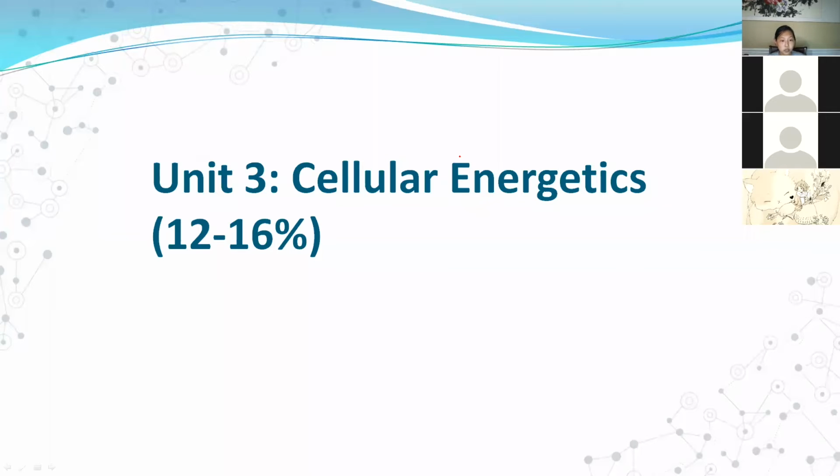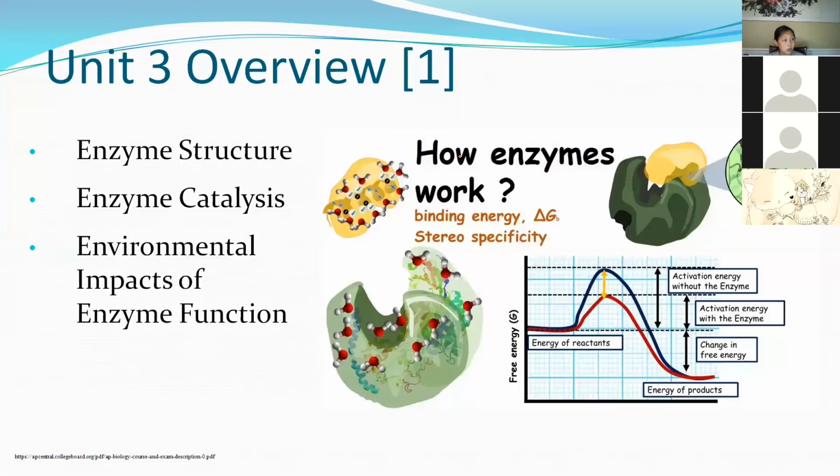So the next unit is cellular energetics. The big thing is enzymes. Enzymes are a type of protein that help catalyze a reaction, so they help speed up a reaction by lowering the activation energy. You'll learn about these in detail if you go into AP Biology. Enzymes are pretty big. They're pretty important in a lot of other things and in experiments, so it's good to know how they work and what they do.